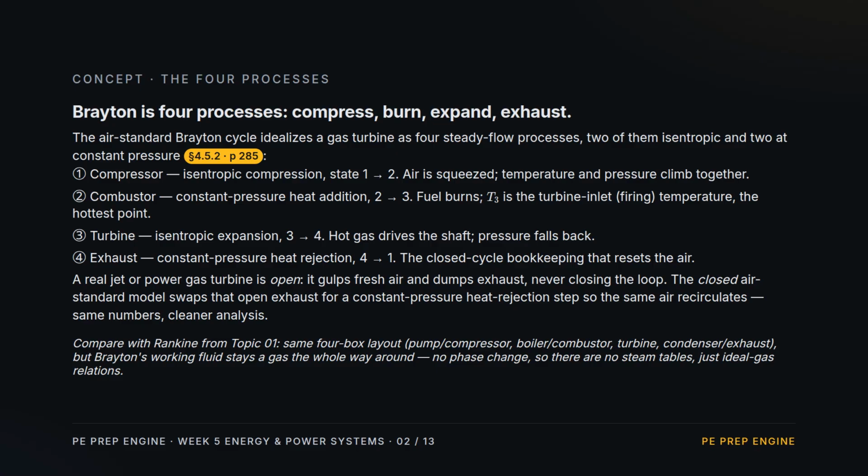A real gas turbine is open. It breathes fresh air and dumps exhaust. The closed air standard model just swaps that exhaust for a heat rejection step, so the same air recirculates. Same 4 boxes as Rankine, but the working fluid stays a gas all the way around. No phase change, no steam tables.